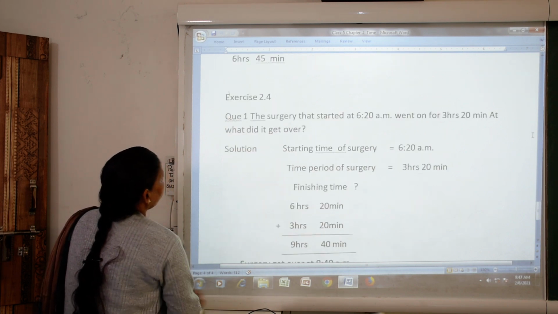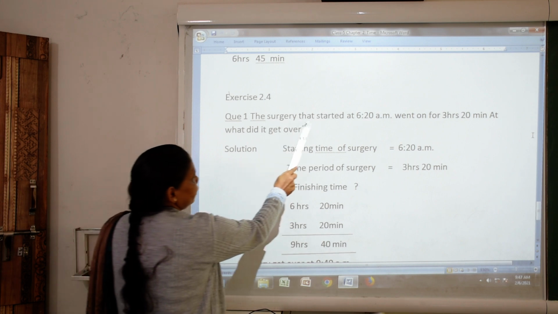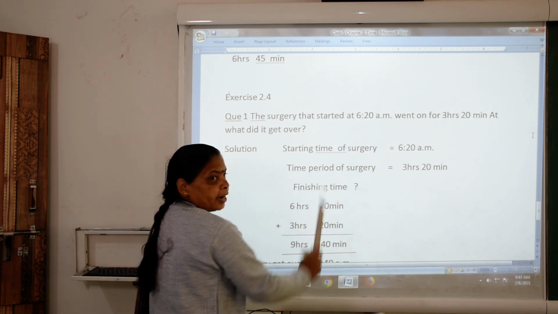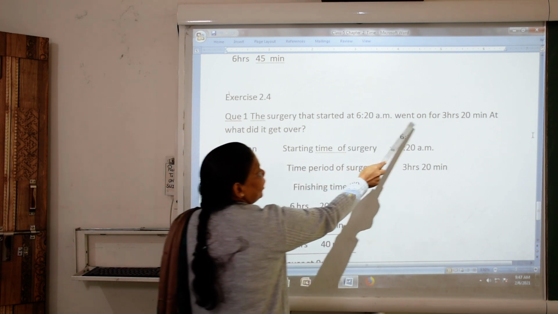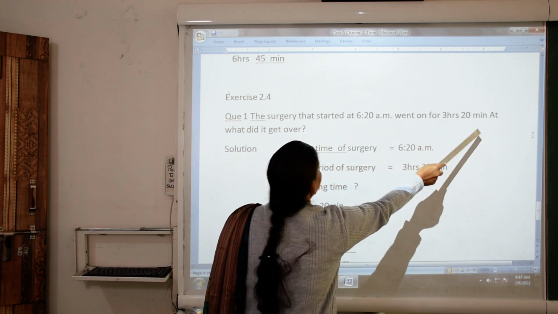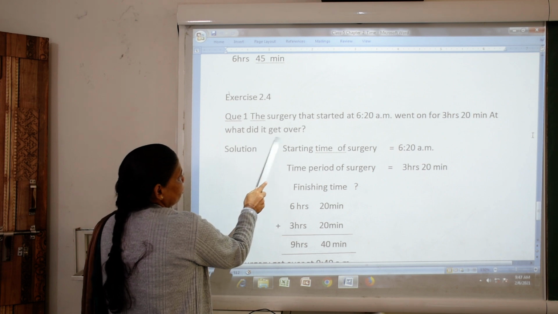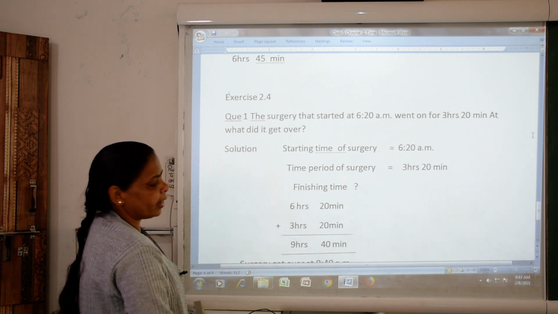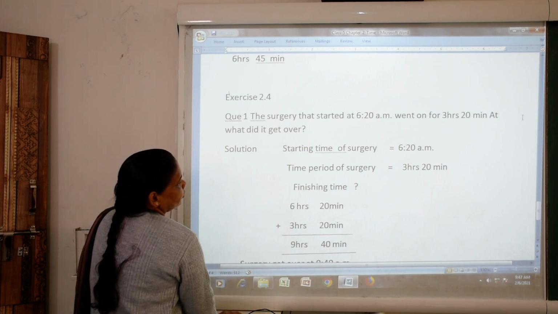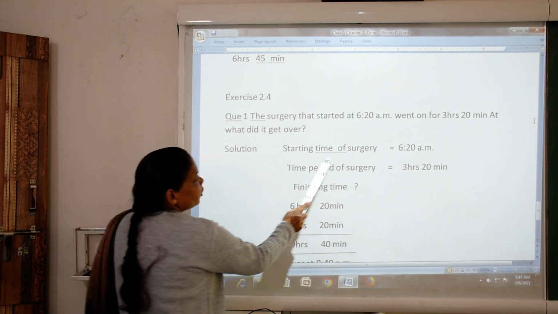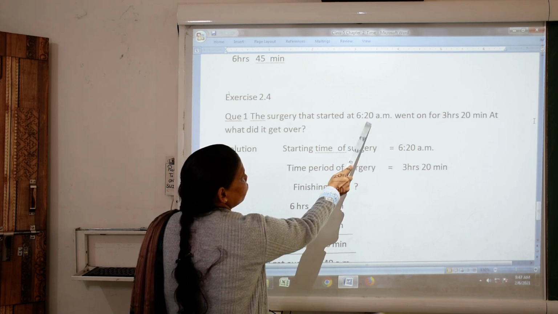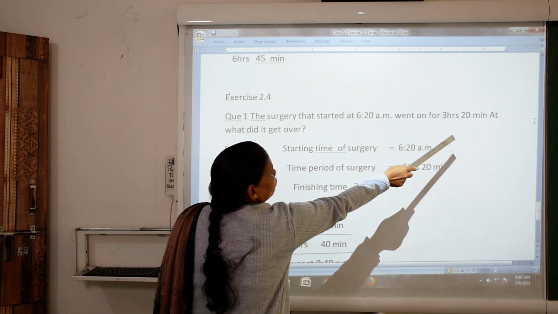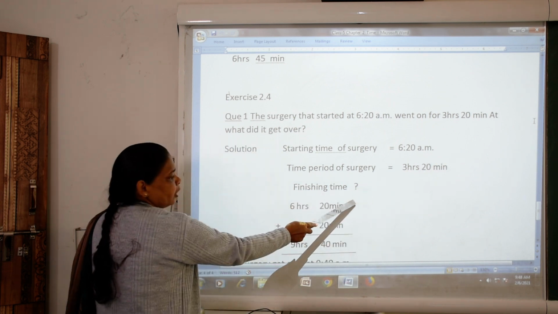Now one story problem. The surgery that started at 6:20 AM, it means the surgery started in the morning, went on for 3 hours 20 minutes. At what time did it get over? You have to find when the surgery gets over, the finishing time. So starting time of surgery is 6:20 AM, time period of surgery is 3 hours 20 minutes, and finishing time you have to find.